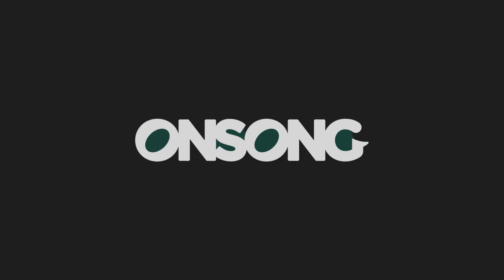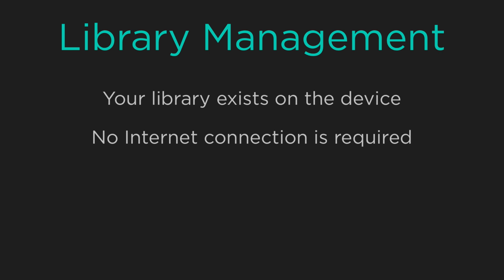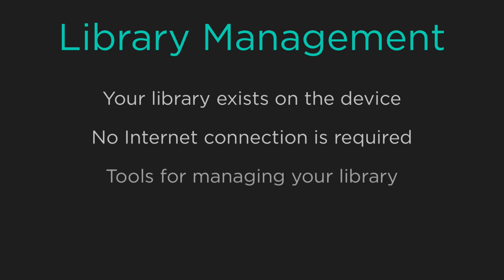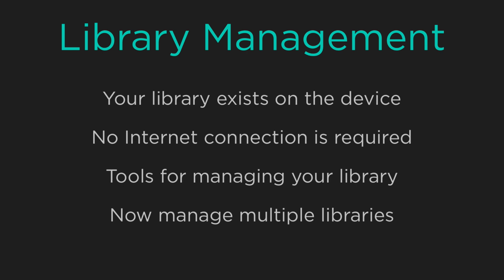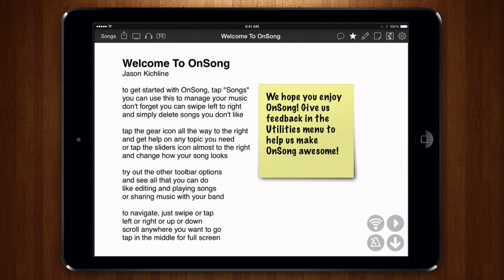OnSong lets you manage a library of songs and media for practicing and playing live. This library of songs and media exists on your device and does not require an internet connection to use. OnSong has a number of tools for managing your library, and now the ability to manage multiple libraries. Let's start by looking at some of the tools for managing your library.